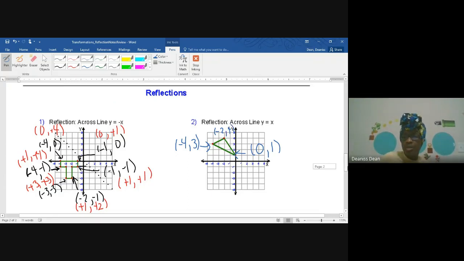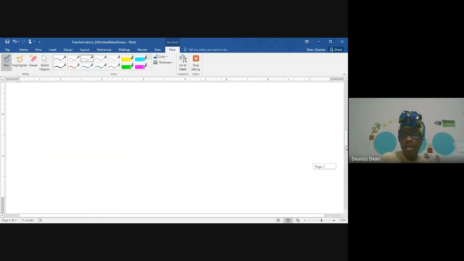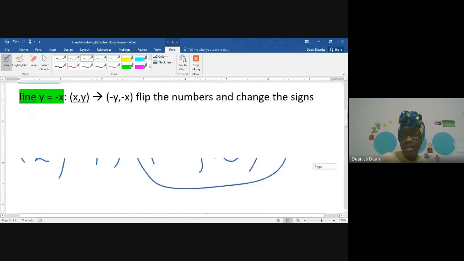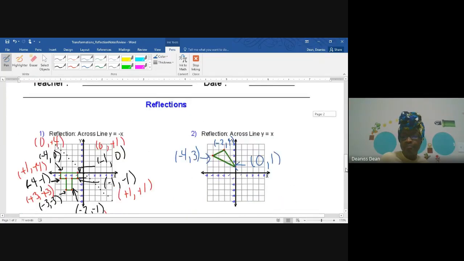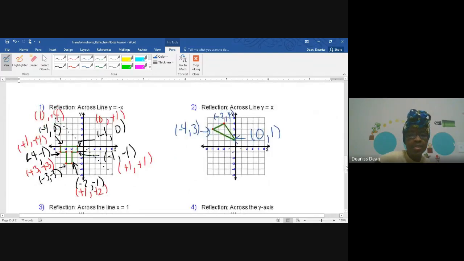All right, so the rule for reflecting across the line y equals x is you just flip the numbers around. So the coordinates just change places. So I'm going to take them and do exactly what it said. So these flip. So the new point is 3, -4. This one is going to be 1, 0.